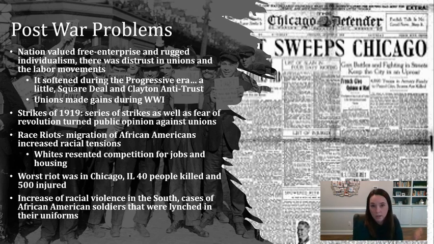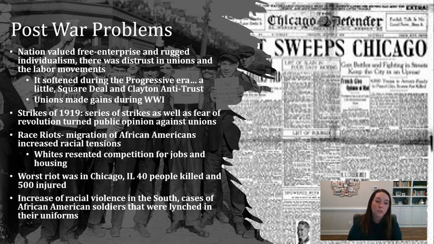And we saw that during the labor movement of the Gilded Age. So it softens a little bit during the Progressive Era and World War I with the Square Deal and Clayton Antitrust Act. But there are going to be a series of strikes that happen in 1919 that are going to turn public opinion against the unions again.